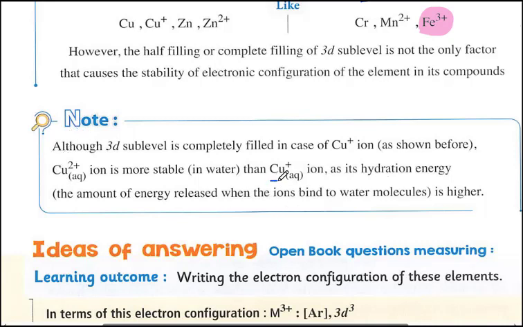Although copper positive 1 has a completely filled 3d10, it is less stable than copper positive 2, which has 3d9, as the hydration energy, which is the energy released when copper positive 2 combines with water molecules, is higher than the energy released when copper positive 1 combines with water. Okay, let's take this information into consideration.